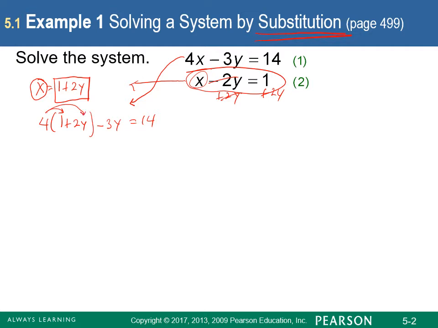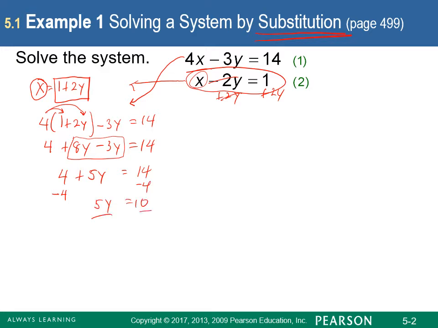So we'll multiply here. We will put things together that are compatible. We will move the 4 to the other side. And finally, when we divide by 5, we have the value of y.